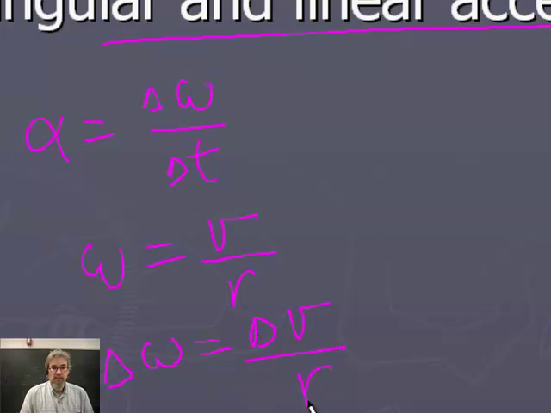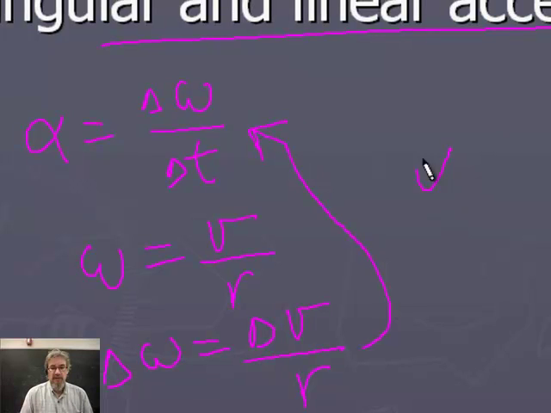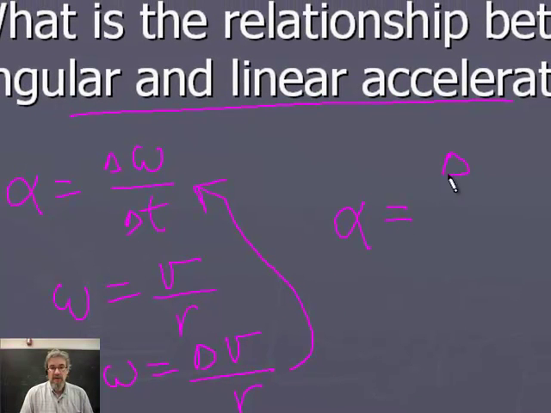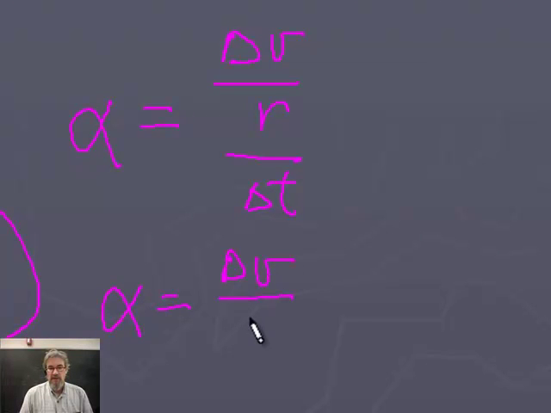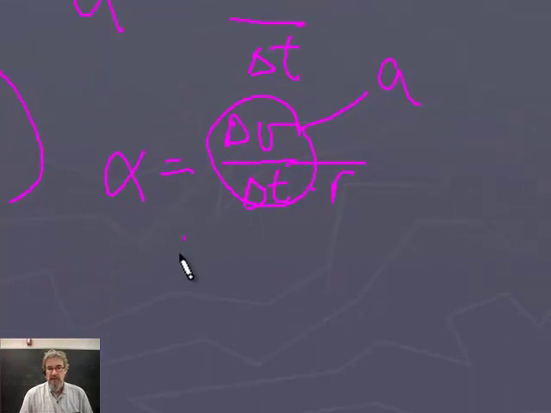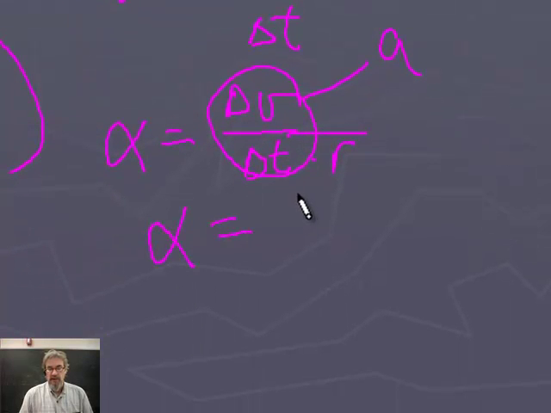Plugging that into our definition of alpha, here's what we'd come up with. Alpha is equal to delta v over r, over delta t. But we could rewrite that. We could say alpha is equal to delta v over delta t times r. But delta v over delta t, we know that that is acceleration in the linear sense. And so we could make a relationship here that says alpha, angular acceleration, is the linear acceleration divided by r. So that is a useful relationship that might come in handy.